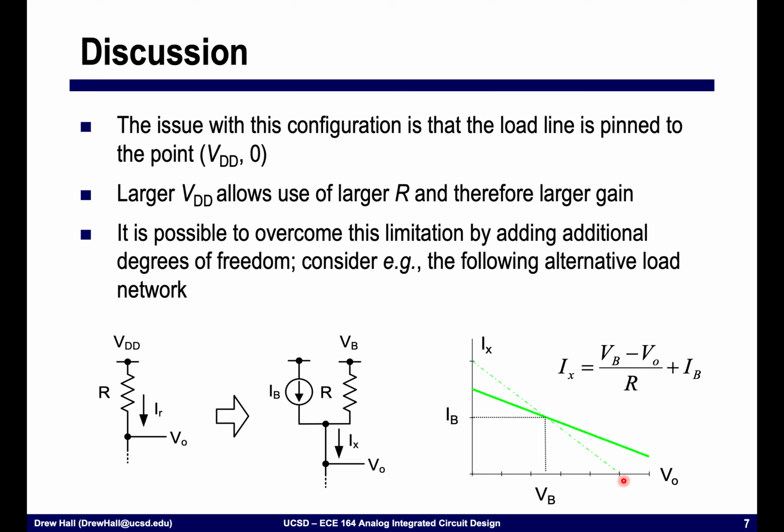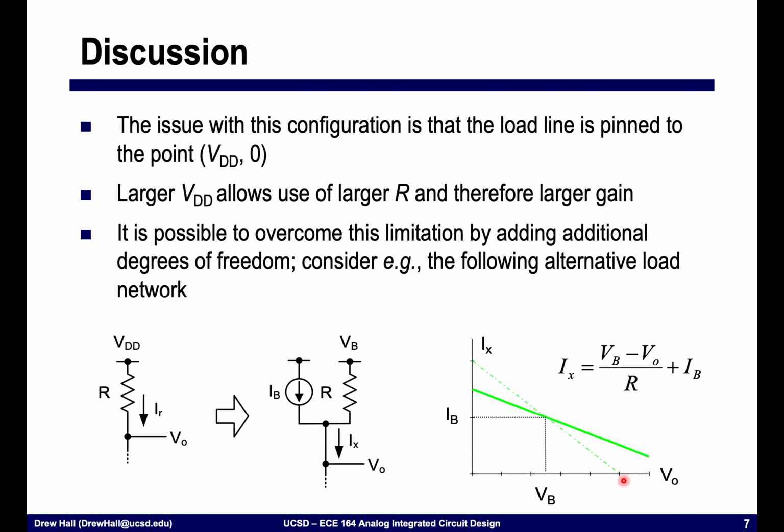There are a few ways that one might try to address this. I could use a larger supply voltage. Oftentimes I'm limited by the technology, and so this won't allow me to increase VDD arbitrarily. I can increase R to a certain degree. However, I still have to keep the transistor in saturation, and so there are limits on how large R can be.